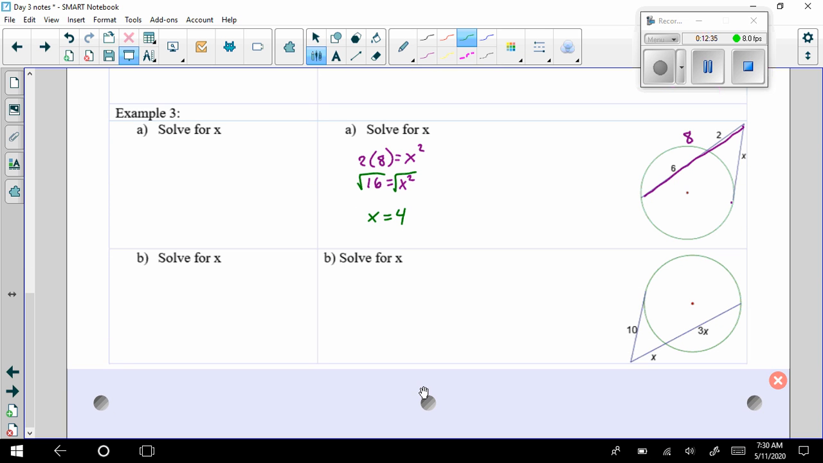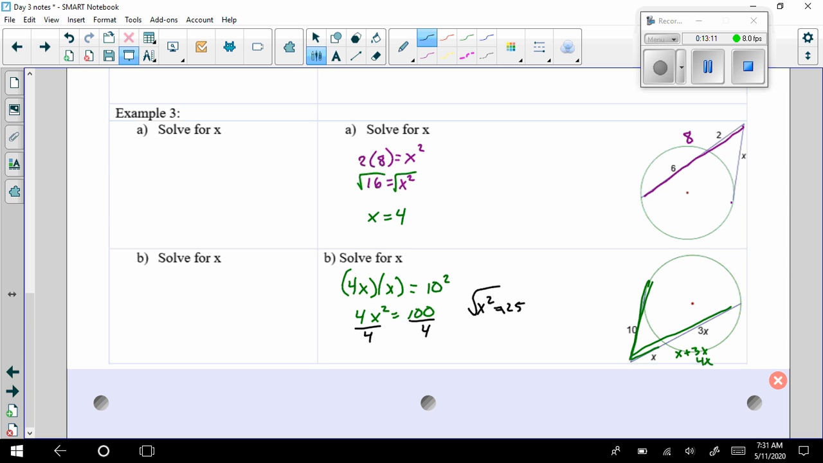All right, and one more time. We have this whole thing, and then we have our external and the whole thing. So remember, the whole thing here is x plus 3x, which is 4x. So we're going to set this up as 4x times x is equal to 10 squared. So 4x squared is equal to 100. Don't square root yet. Go ahead and divide by 4 and isolate that variable. So x squared is 25. Now you can square root, and x equals 5.